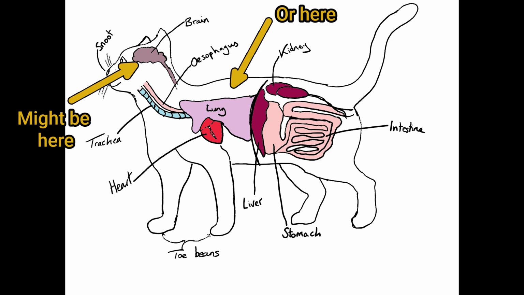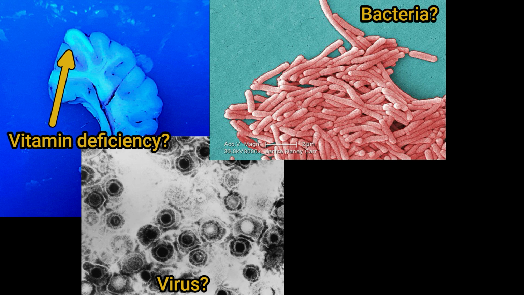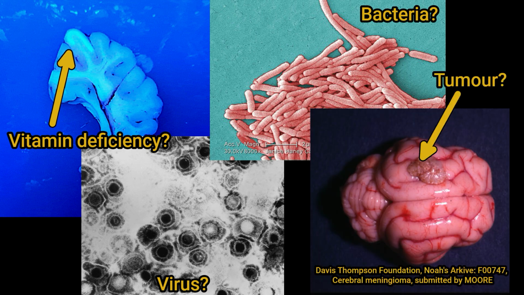Another thing to consider is the type of process that might be affecting the cerebellum. For example, could it be a nutritional or infectious or neoplastic process? In an older animal, neoplasias or cancers become more common, so this would definitely be on the list.